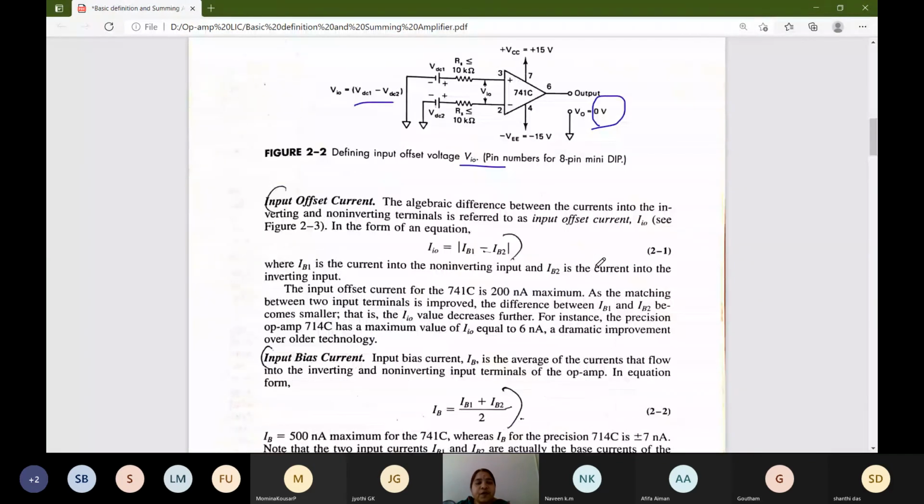Next one is input offset current. What is this? The algebraic difference between the currents into the inverting and non-inverting terminals is referred to as input offset current. It is the difference between the currents entering the inverting and non-inverting terminals. Since these terminals are the bases of transistors, we represent it as IB1 minus IB2. So two base currents are there, IB1 and IB2.